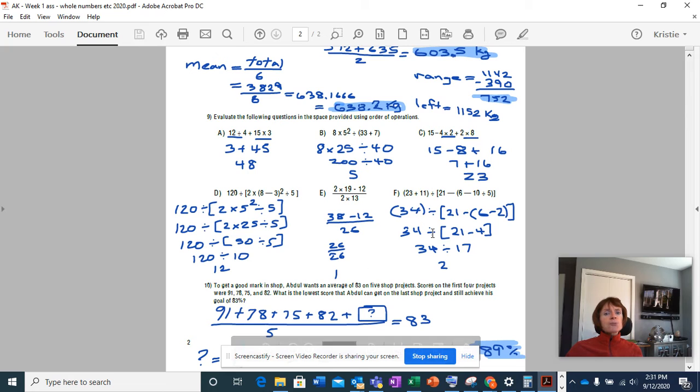And then the last one has brackets within brackets again. So inside the round brackets, inside the square brackets, you do your division first. 10 divided by 5 and get your 2. And then do 6 minus 2 to get your 4. And then do 21 minus 4 to get your 17. And then your division to get 2.